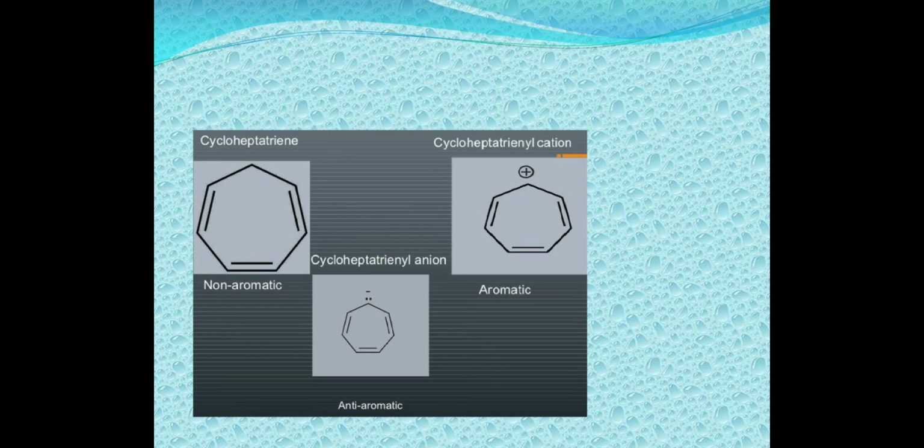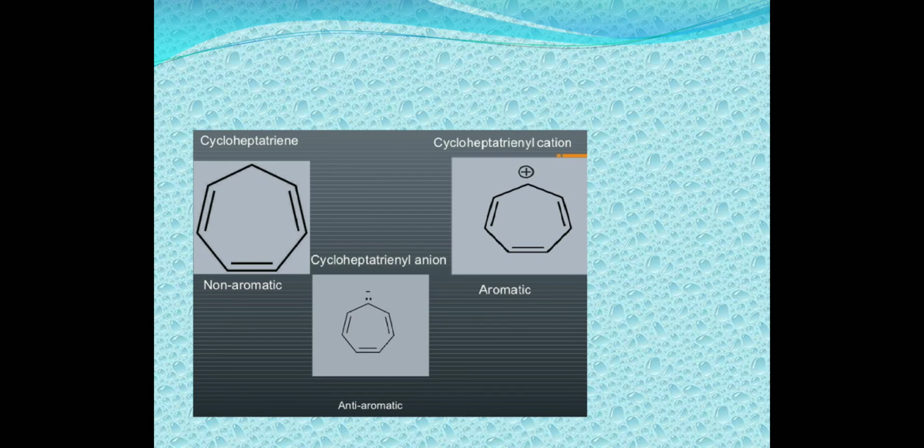Another example is the cycloheptatrienyl anion. It is a cyclic planar molecule having an 8 pi electron system. The 8 pi electron system is not of the form 4n plus 2, it follows 4n pi. That is why the cycloheptatrienyl anion is an anti-aromatic compound. So in this example of the 7-membered ring, the first one is neutral, the second is cationic, and the third is anionic. The neutral form is non-aromatic, the cationic form is aromatic, and the anionic form is anti-aromatic.